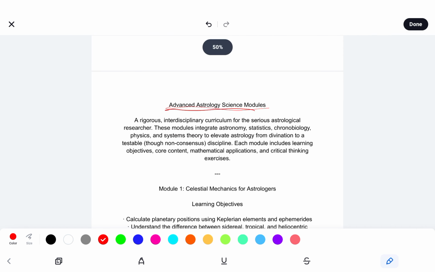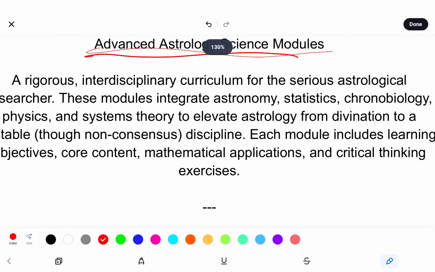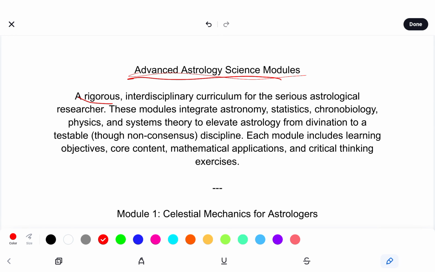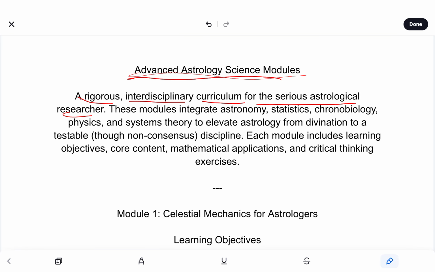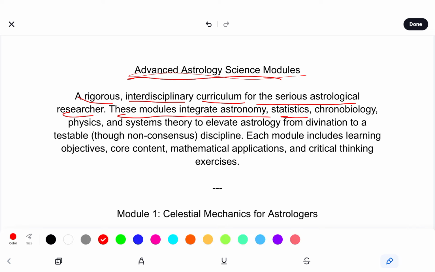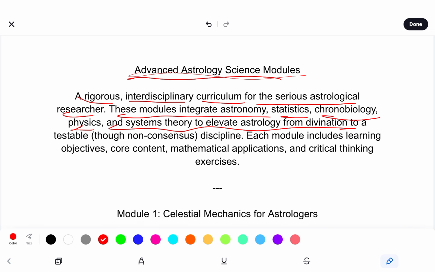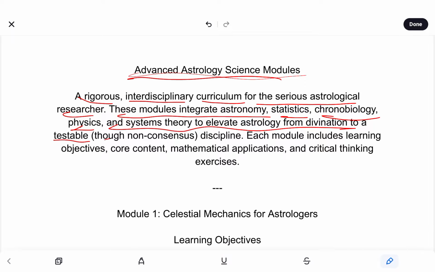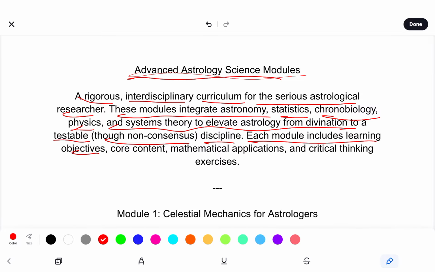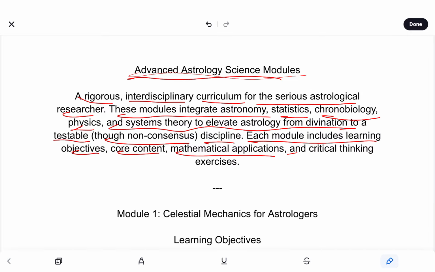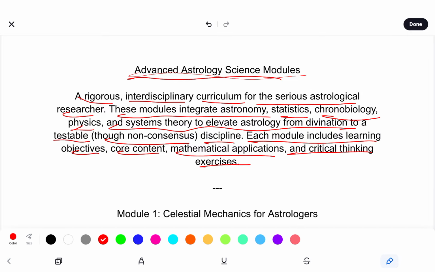So advanced astrology science modules, and this is essentially a rigorous interdisciplinary curriculum for the series Astrological Researcher. These modules integrate astronomy, statistics, chronobiology, physics, and systems theory to elevate astrology from divination to a testable, though non-consensus discipline. Each module includes learning objectives, core content, mathematical applications, and critical thinking exercises.